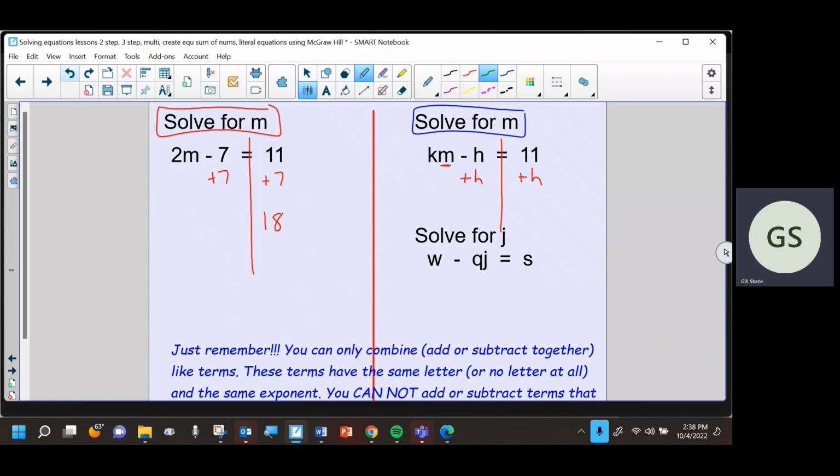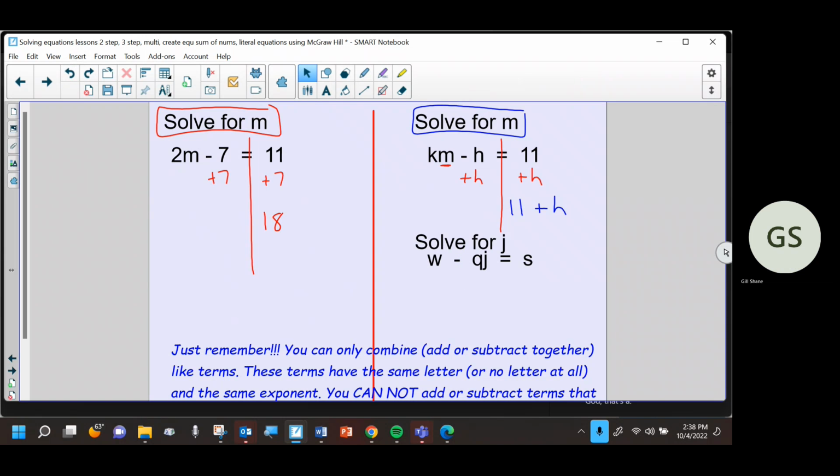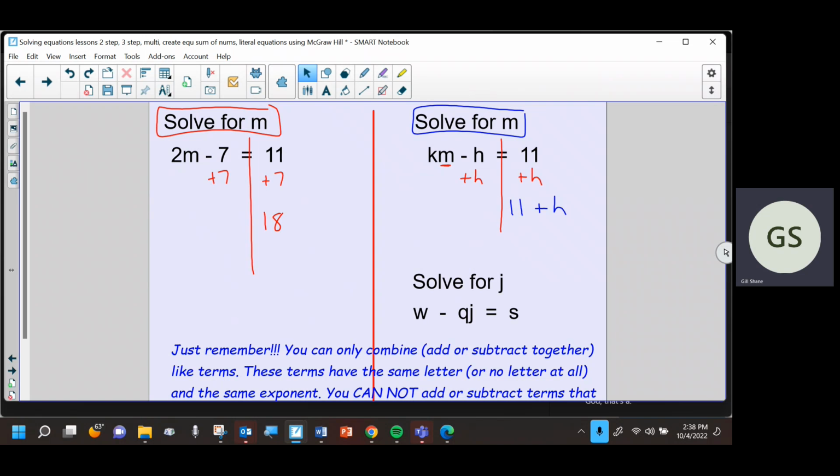So all I can really say is that the right side is just 11 plus whatever h is. That's all I can do. I can't combine them into one term. We'll solve that one separately in a minute.